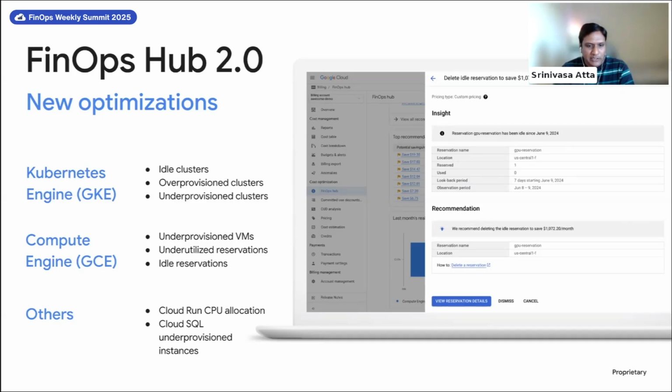For Compute Engine, underprovisioned VMs that might need upsizing, helping you maximize your GCE reservations by identifying idle or underutilized reservations. We're also providing insights for Cloud Run CPU allocation to ensure you have configuration settings where you can save money. And finally, we have Cloud SQL. We've added underprovisioned SQL instances that could pose a business risk if they fail.